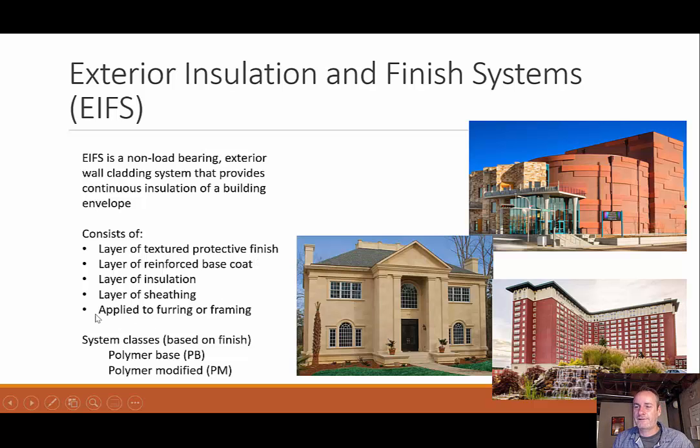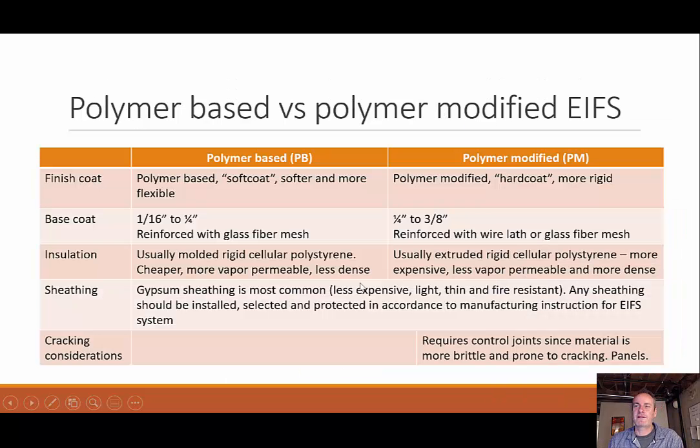There's two different types of EIFSs, or is it just EIFS? I'm not sure. There's either polymer based or polymer modified, so PB or PM. And here's a comparison between those. For the PB, the polymer based, it is going to be more of a softer finish coat versus the polymer modified, which would be a hard coat, a rigid structure. As far as that base coat, which is right inside from the finish coat, our polymer based is much thinner. See, it's 1/16 of an inch. That's tiny, or up to a 1/4 inch, versus our polymer modified starts at a 1/4 and goes up to almost 1/2 inch, right?